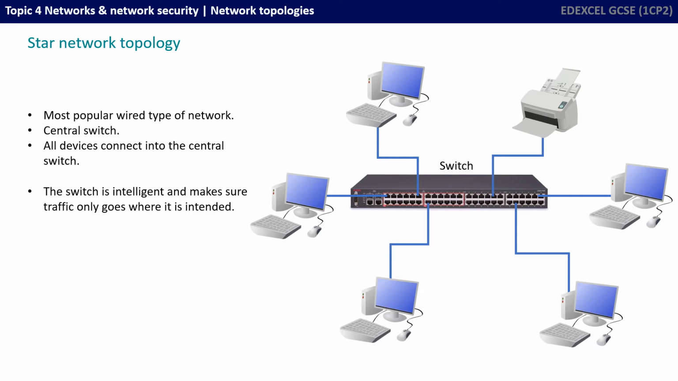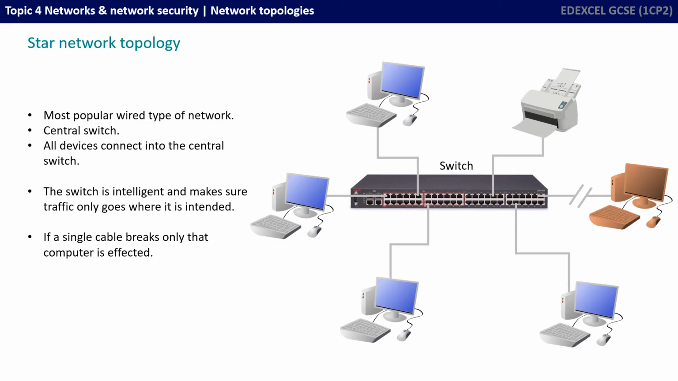The star network is by far the most popular wired type of network today. Here the idea is that you have a central switch and all the computers connect into that single central switch. One of the advantages here is that if you get a break in one of the connections, then only the computer that's connected to the switch will be affected.